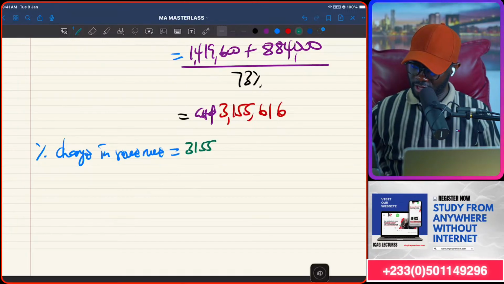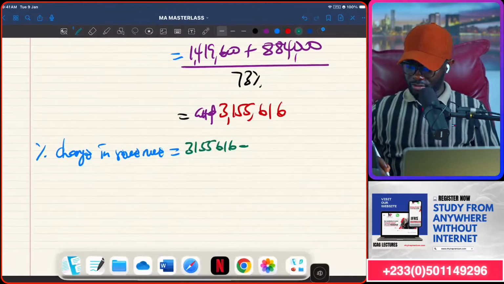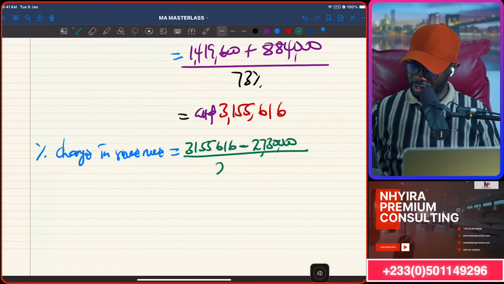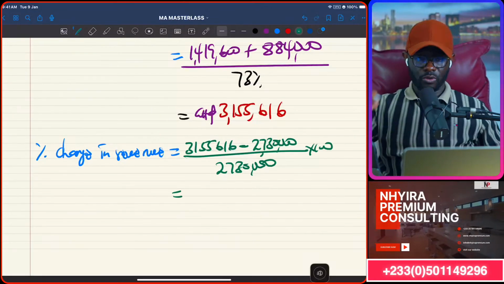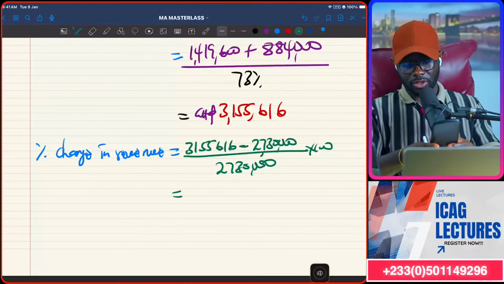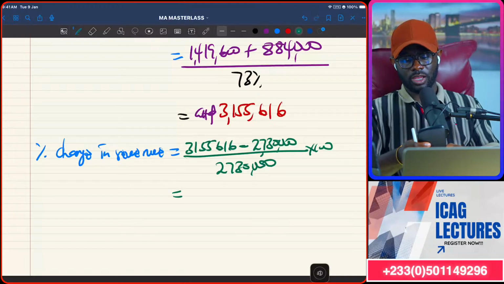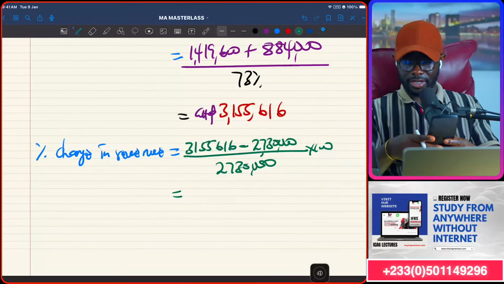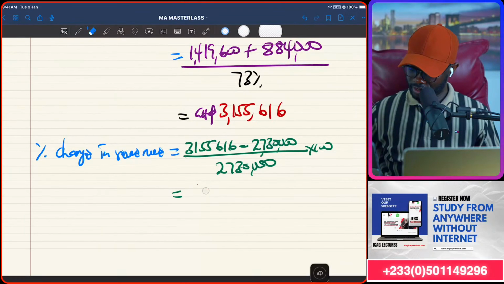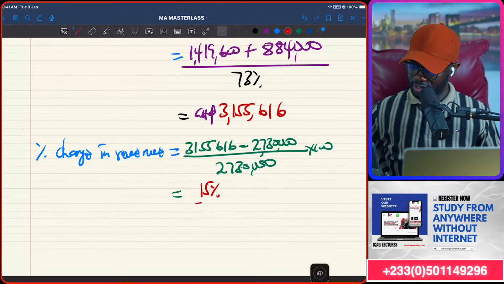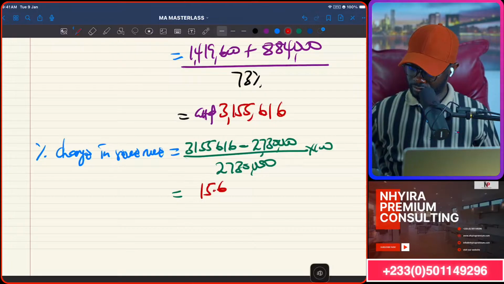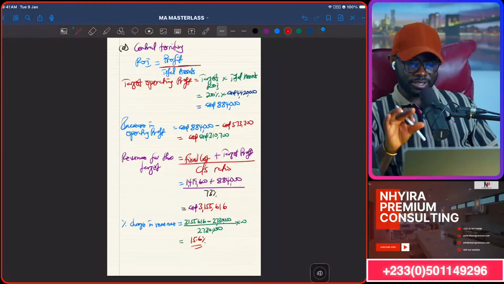So 3,155,616 minus the initial, the original revenue, 2,730,000, divided by 2,730,000 times 100. So final minus initial over initial. So we punch that out, 3,155,616 minus 2,730,000 divided by 2,730,000. And so there is a percentage increase of maybe 16% or 15.6%. That is it. This is the first part of the answer to the C part of the question.